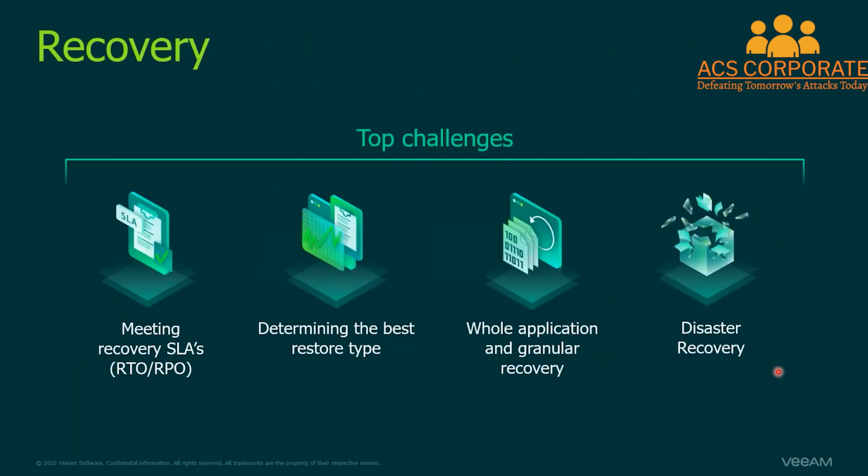So recovery top challenges here, meeting recovery SLAs. So making sure you're meeting those SLAs for your recovery time objective, which is your RTO, which is the time it takes you to recover, and your RPOs, which is your recovery point objective, which is the frequency you back up your data. So if you are not meeting your SLAs right now for your RTOs and RPOs, again, if you need a 4-hour RPO, since you can only lose 4 hours of data, you're able to set up a recurring job that will run every 4 hours to keep that RPO.